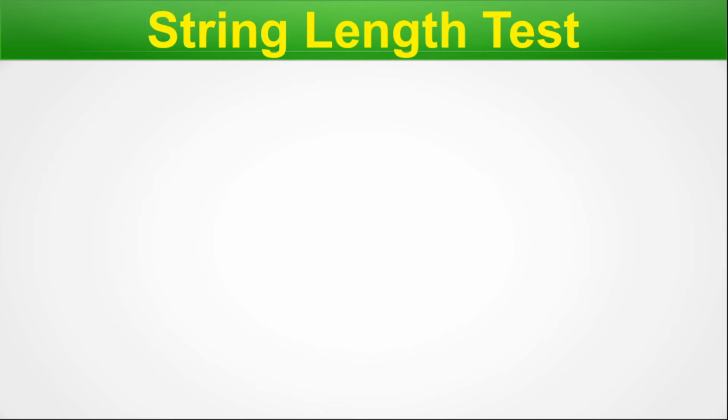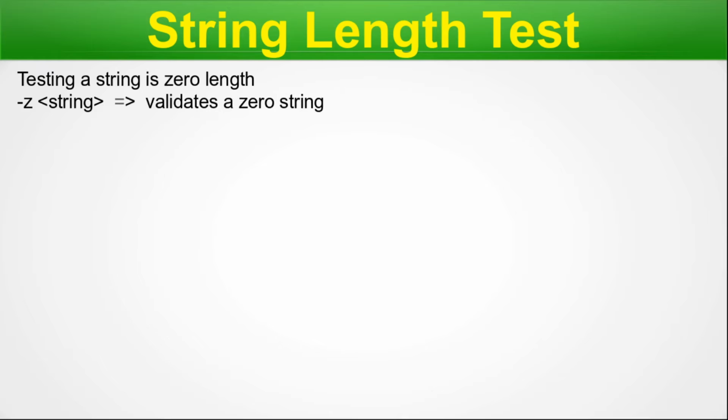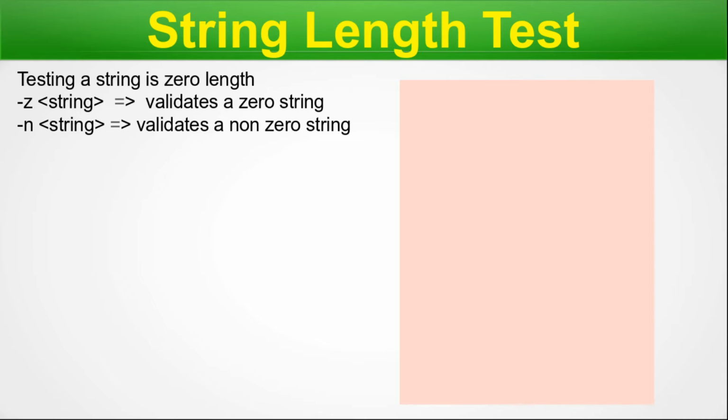So we have printed a formatted string, and when we are dealing with strings in bash, how can we test the length of the string? Testing whether a string is zero length. We use -z, then the string, which validates a zero-length string, and -n, then the string, which validates a non-zero string. We'll see an example through which we will understand how these two give us a return.